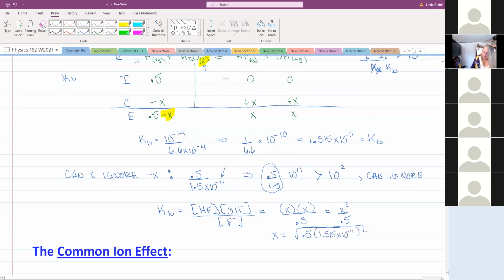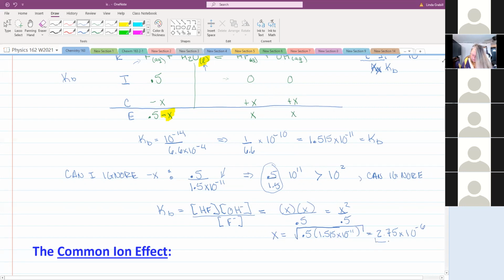Does anybody put that in their calculator yet? Okay, I'll put it in my calculator. 1.515 times 10 to the negative 11. And I get 2.75 times 10 to the negative 6.